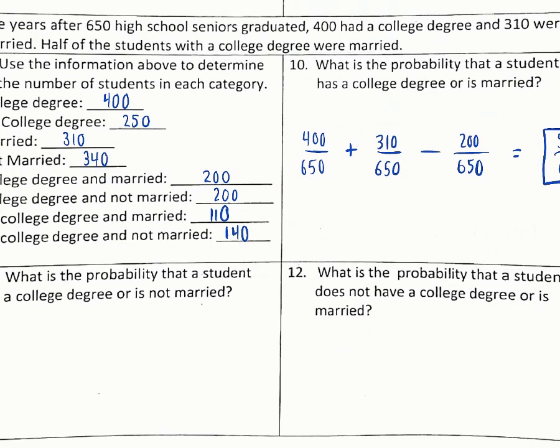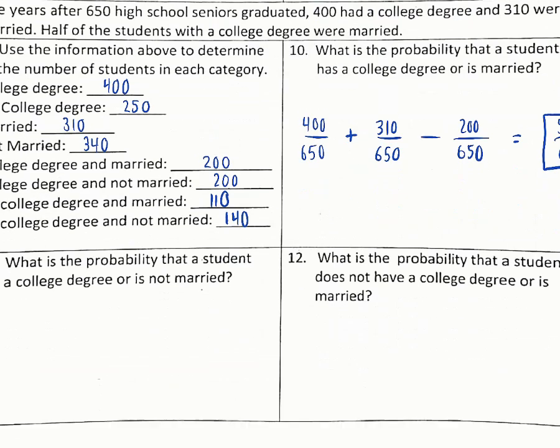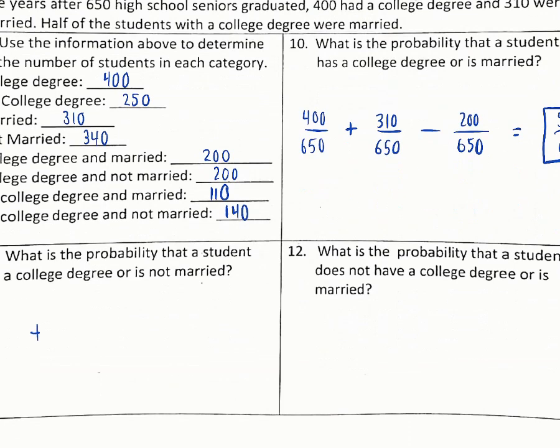So look at this next category, number 11. What's the probability a student has a college degree or is not married? Okay, so pause. Or, adding, right? What's the first category? College degree. How many have a college degree? 400. So 400 out of 650. What's the second category? Not married. How many are not married? 340. So 340 out of 650.